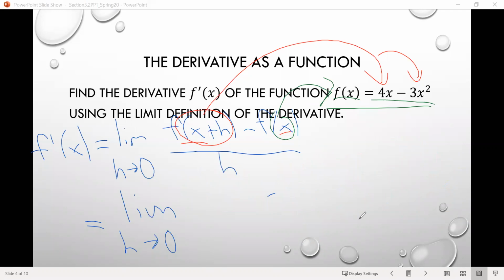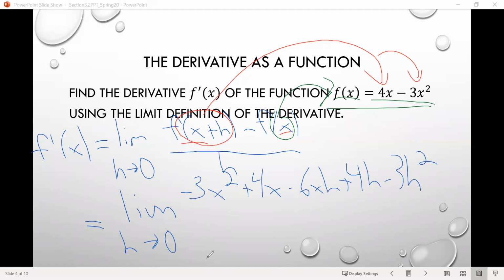Okay, so what we would end up with there on the top is negative 3x squared plus 4x minus 6xh plus 4h minus 3h squared. And then we'll also have a minus 4x and a plus 3x squared, all over h.